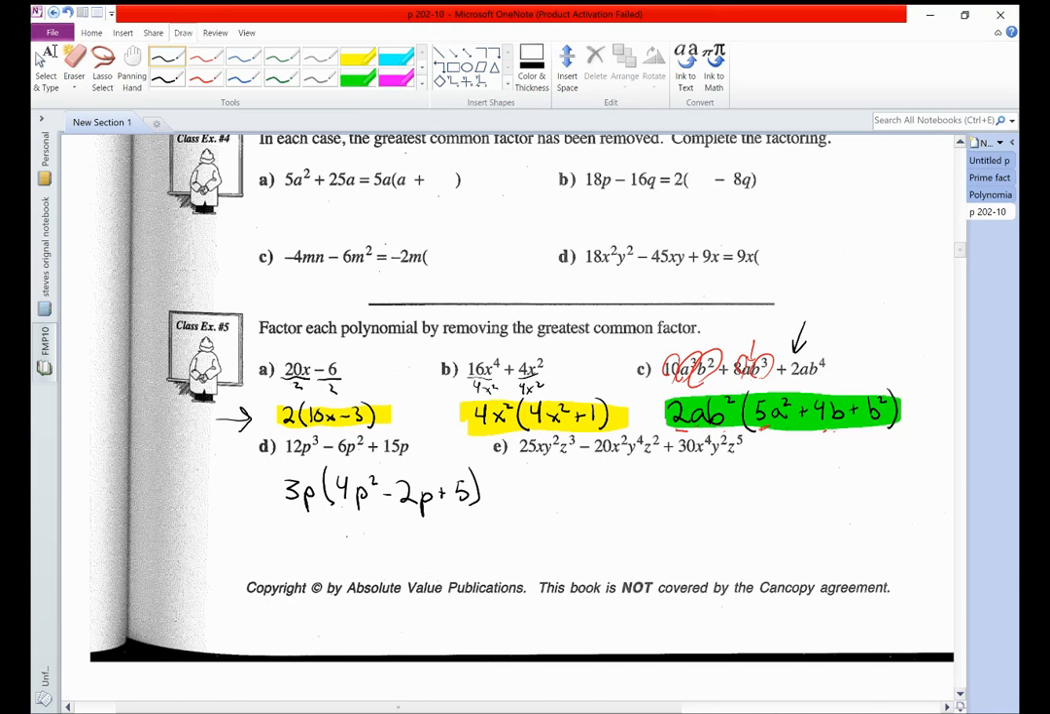Ooh, the next one's good. Lots of variables and stuff. We have to be really careful. The first question I want to ask myself is, what is the biggest number I can pull out of 25, 20, and 30? What's the biggest number I can divide out of all of those? So that is going to be 5.